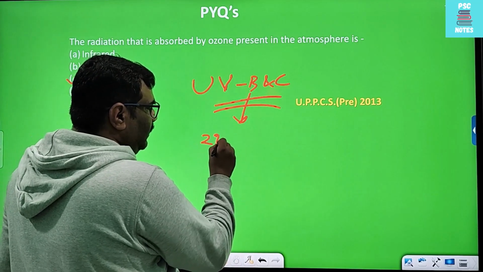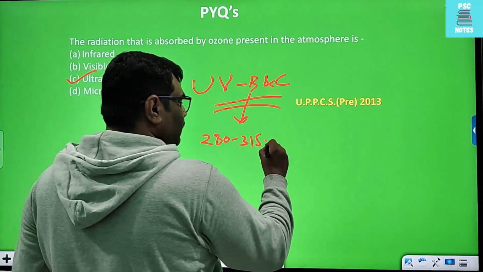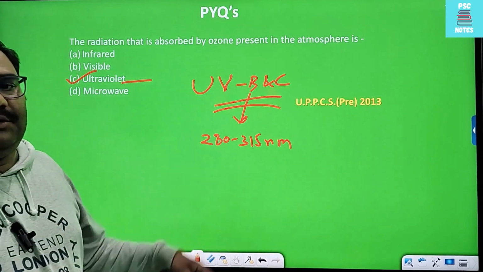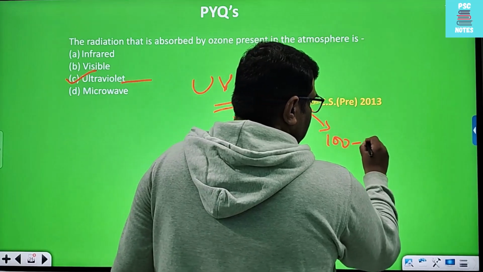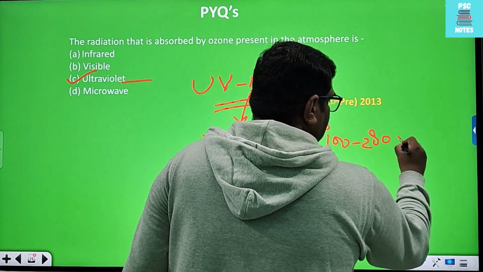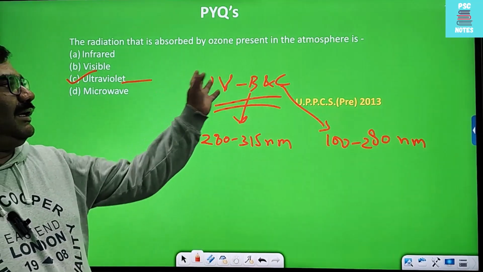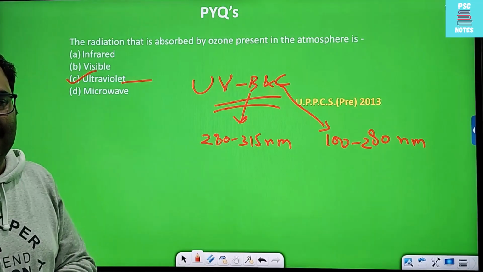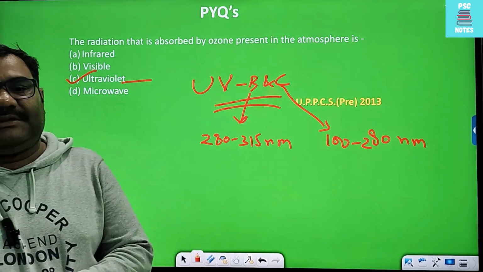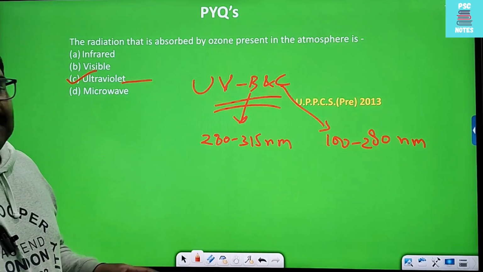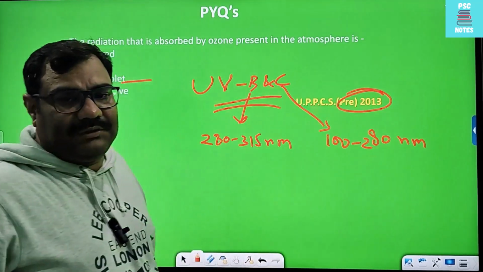UVB has a bandwidth of 280 to 315 nanometers, and UVC has from 100 to 280 nanometers, and the ozone prevents both ultraviolet B and C from reaching the Earth's surface. Because if they reach the Earth's surface, they will cause skin cancer, cataract, and DNA damage. It was asked in the UPSC prelims 2013.